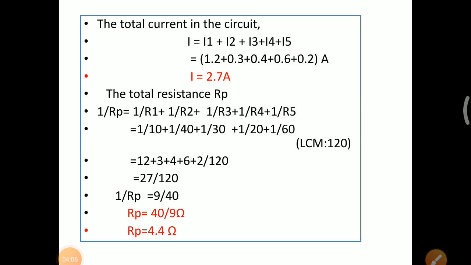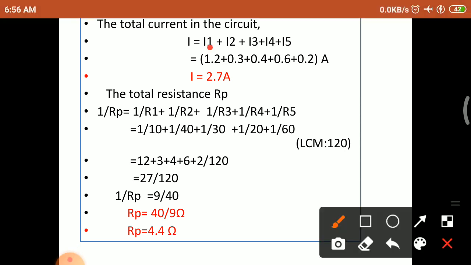Now we can calculate the total current in the circuit. I equal to I1 plus I2 plus I3 plus I4 plus I5. The value of I1 is 1.2 ampere, I2 is 0.3, I3 is 0.4, I4 is 0.6, I5 is 0.2. If you add, you get 2.7 ampere. So the total current in the circuit is I equal to 2.7 ampere.